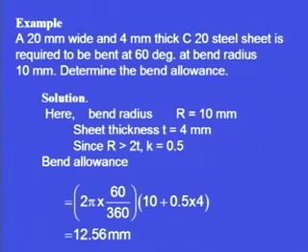Then since we can see here that R is greater than 2 times T, K will be taken as 0.5. In the previous slide we have seen that when R is greater than 2 times T, we have to take the value of K as 1 by 2, which has been written here as 0.5.